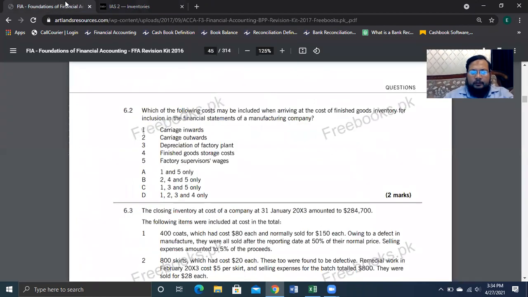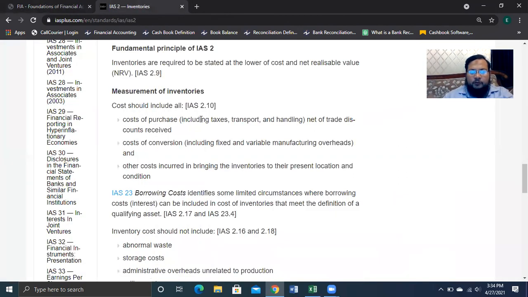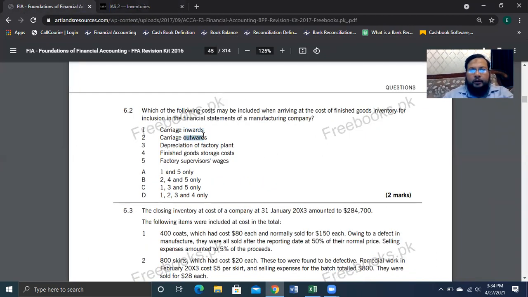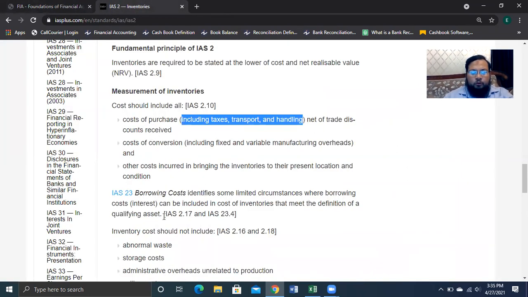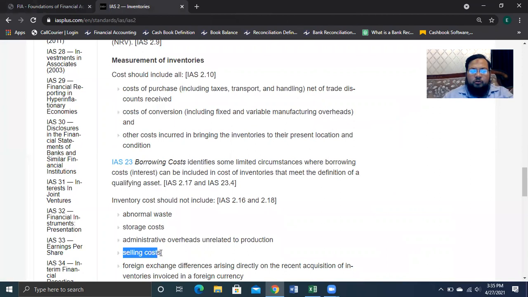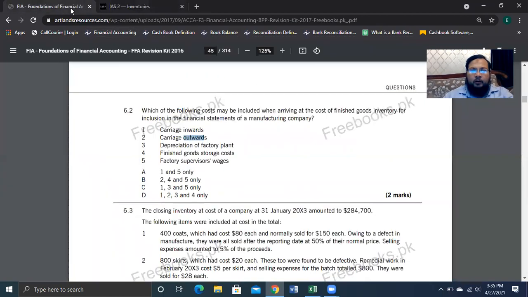So just have a look at this question. Among these five possible options, which elements are added in the cost of the inventory? We all know that we add carriage inward. Carriage inwards are always added into the purchases, as we have gone through in the IAS 2, because we include transport, handling, etc. Then carriage outward, no, it's a selling expense, and we have already gone through this concept that selling cost belongs to the factor which is not included in the cost of the inventory. So we will not consider it.